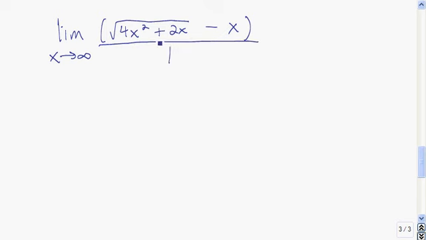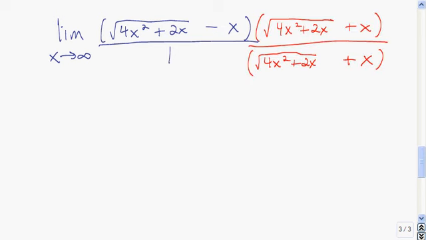So what I'm going to do is rewrite that as the square root of 4x squared plus 2x minus x, all over 1, and then I'm going to multiply the top and the bottom by this, but instead of having a negative sign, I'm going to have a plus sign. Now I'll multiply across the top and across the bottom.